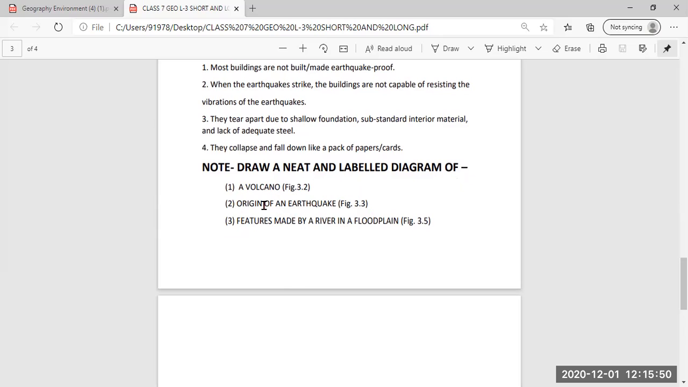First diagram you have to draw is about a volcano, which is given in figure 3.2 in your book. The origin of the earthquake is given in figure 3.3 in your book. Then figure 3.5 gives the features made by river in the floodplain. So you have to draw all these three labeled diagrams. First you draw the diagram, then whatever written part is there about that particular diagram, you have to mention everything in neat and clean handwriting.